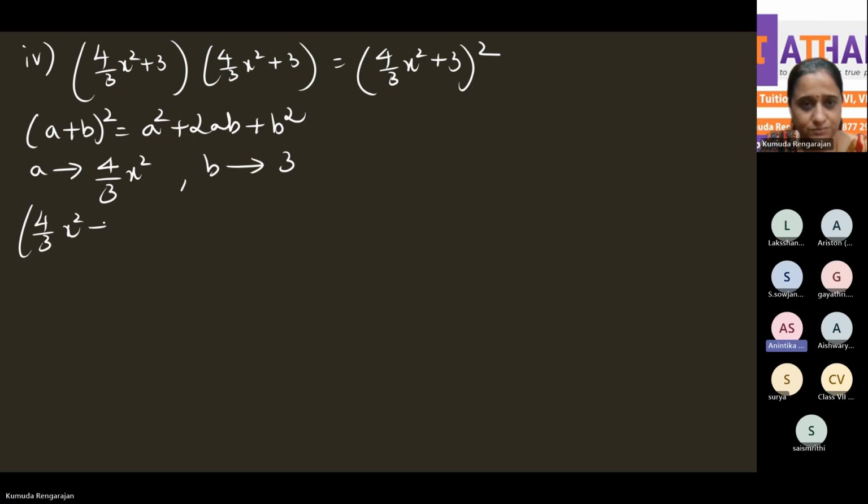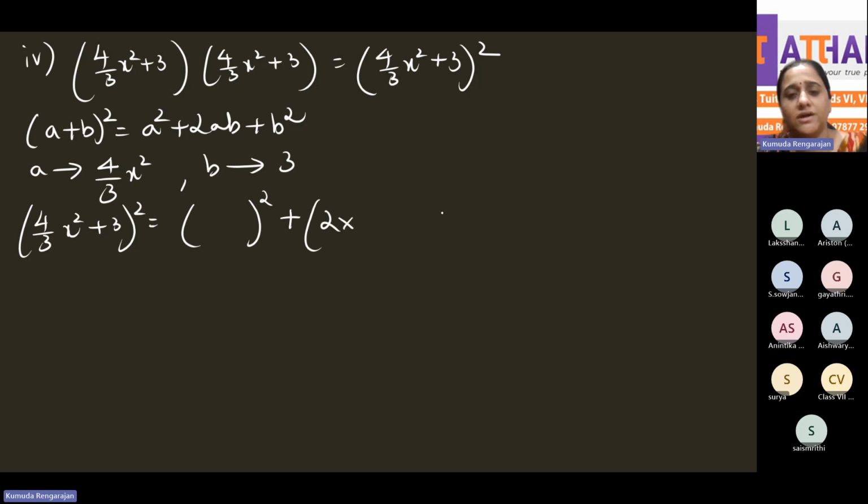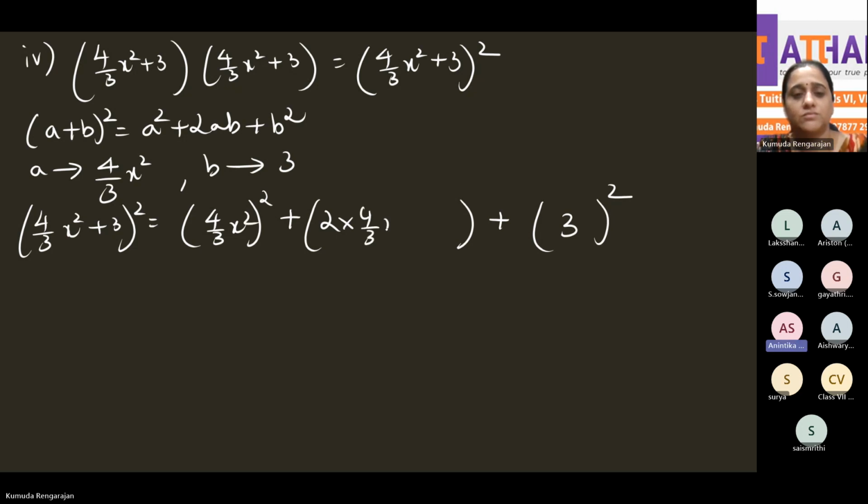So (4/3 x² + 3)... then after that, (4/3 x²) in brackets. I'll just use empty brackets first. First we'll have to write a square, right? a square, then plus 2 into a into b, then plus b square. So what is a? 4/3 x². Okay, then b? 3. Yeah, then 2 into 4/3 x² into 3.